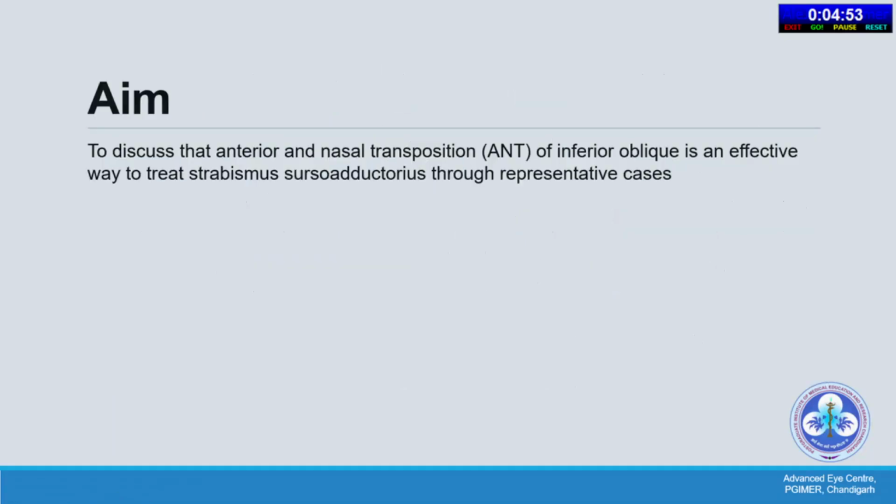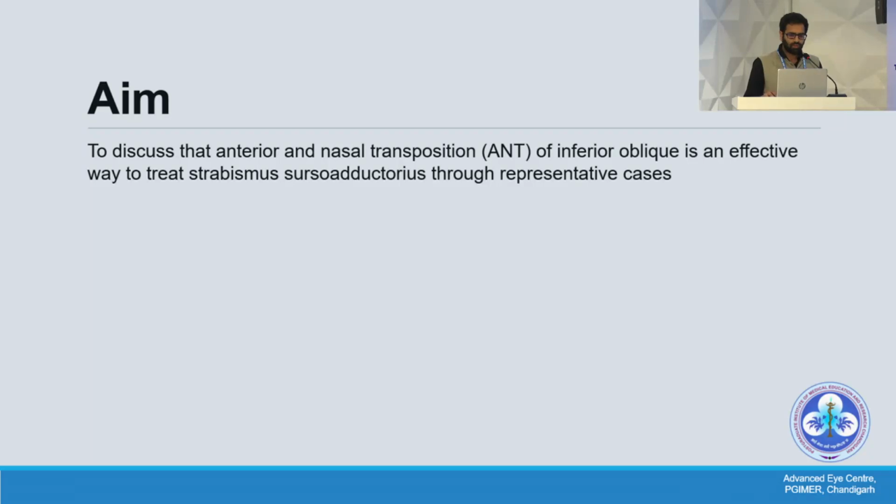The aim of my presentation is to discuss that anterior nasal transposition of the inferior oblique is an effective way to treat strabismus sursoadductorius through different cases.